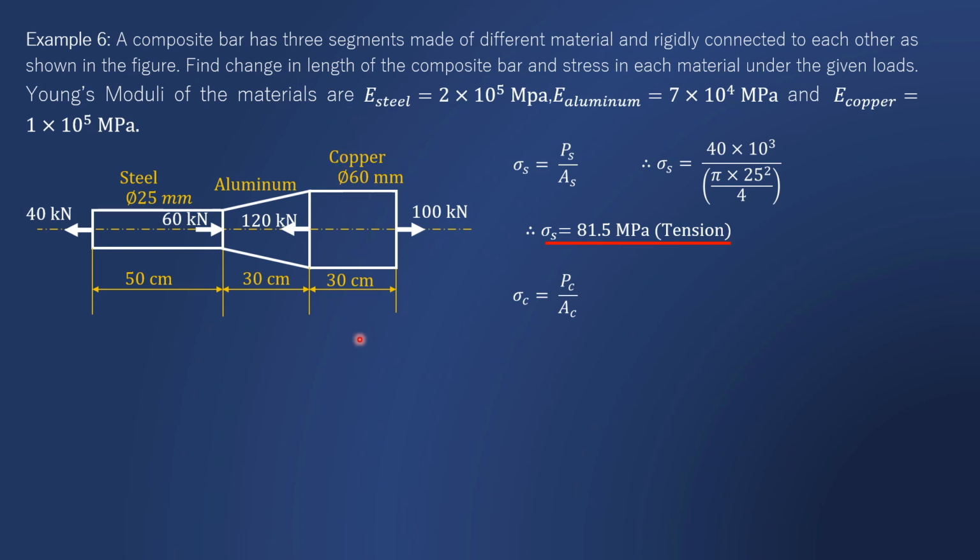Now let's focus on copper. What is the load on copper? Take the right side, it is 100 kilonewton pull, that is 100 kilonewton tension. So 100 into 10 raised to 3 Newton divided by area in millimeter squared. So it is 35.37 megapascal, nothing but Newton per millimeter squared, tension.